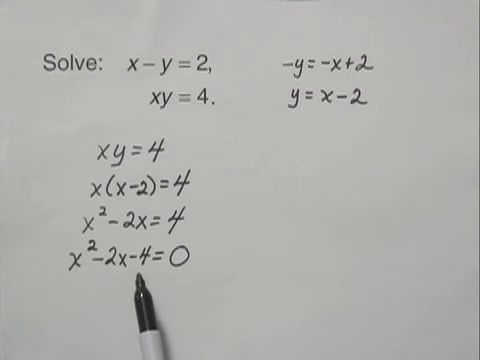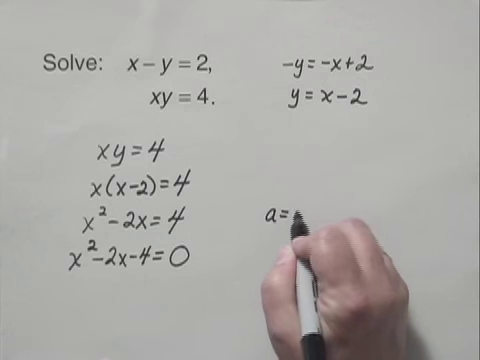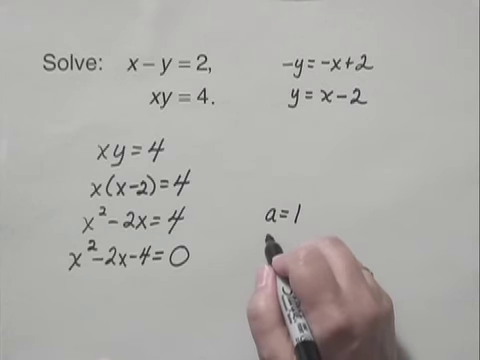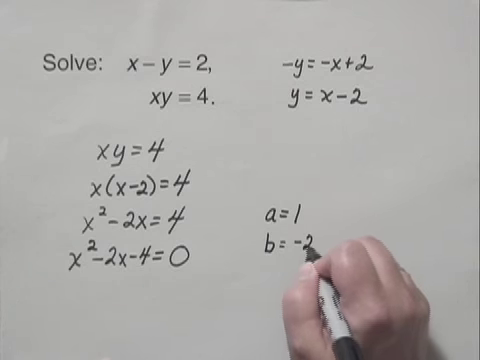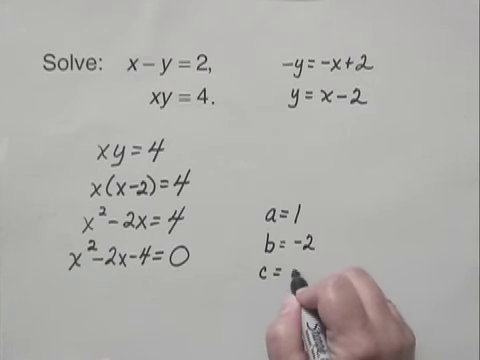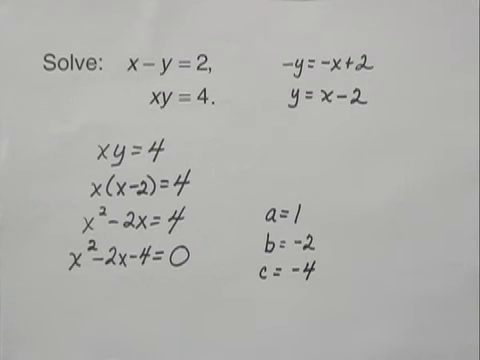Now, if we try to factor this, we'd find that it does not factor. So we will use the quadratic formula. So let's identify a, b, and c. a is the coefficient of the x squared term, which is 1. b is the coefficient of the x term, which is -2. And then c is -4.